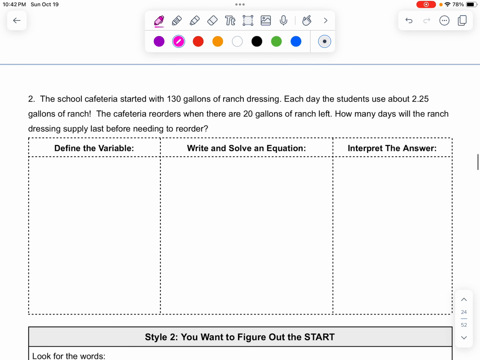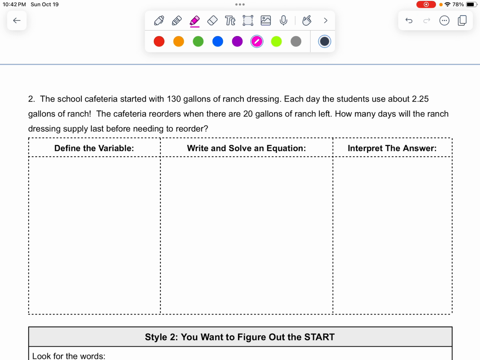Let's try another one. It says here the school cafeteria started with 130 gallons of ranch dressing. Each day the students use about 2.25 gallons of ranch. The cafeteria reorders when there's 20 gallons of ranch left. So how many days will the ranch dressing supply last before needing to reorder?